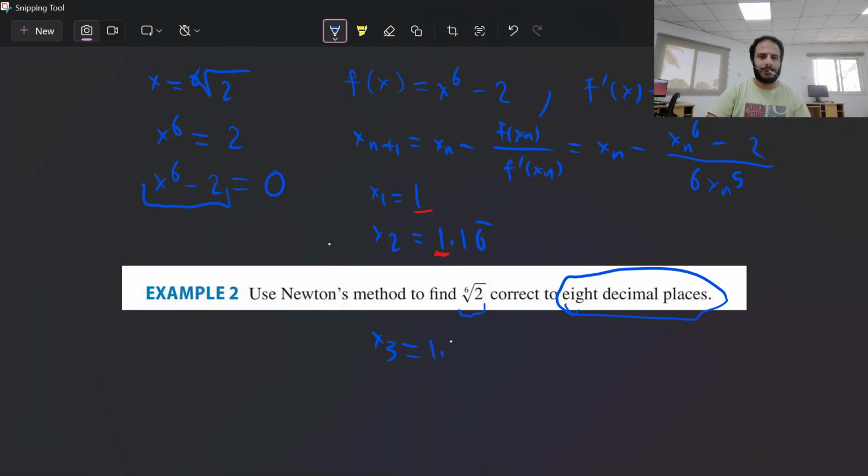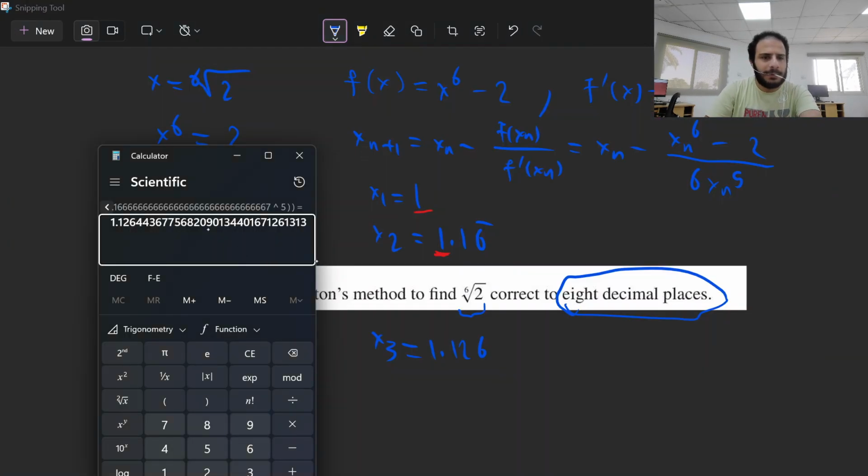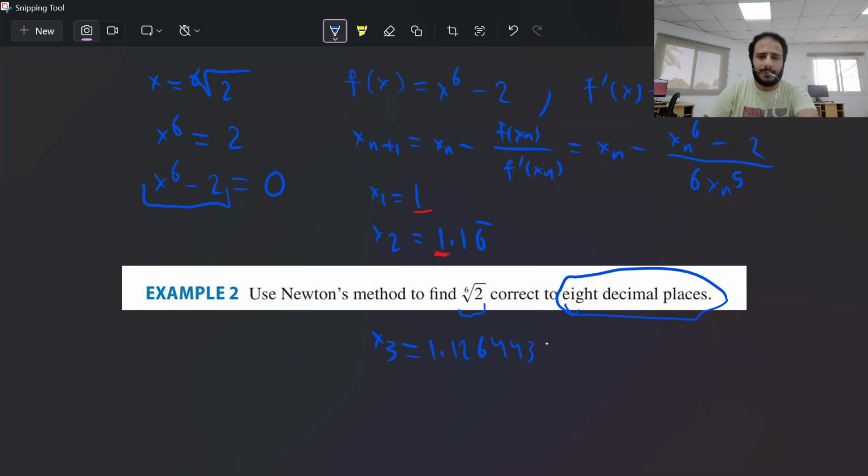1.126 again 44367. Let's keep writing 8 digits to the right, okay? Because the question asks us to find it accurate to 8 decimal places, okay? So here you need to write 8 digits to the right of the decimal point. Good? Are you good with this? Yes.